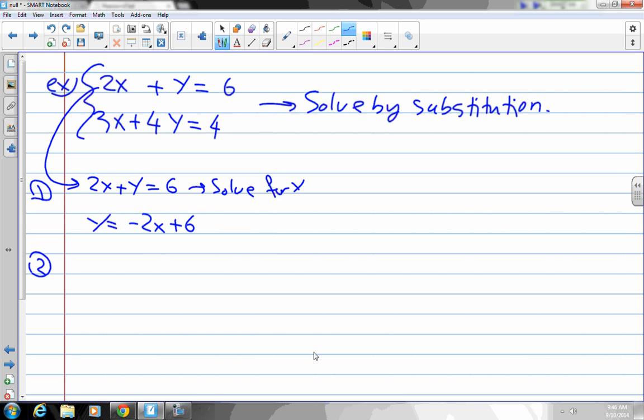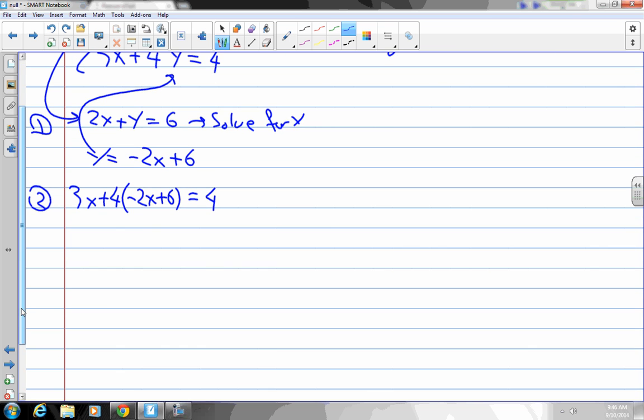Second step, we're going to take that expression and substitute for y in the other equation. So that gives us 3x plus 4 times negative 2x plus 6 equals 4. So now that is a pretty simple linear equation. We should be able to solve that. So that's 3x, then distribute 4. So that's negative 8x plus 24 equals 4.